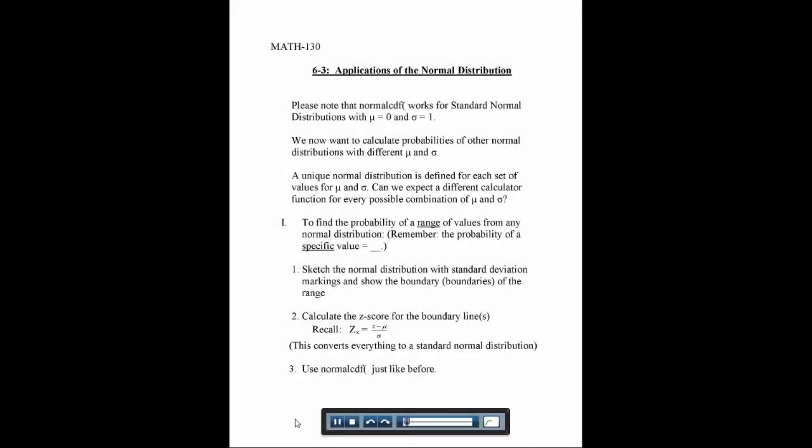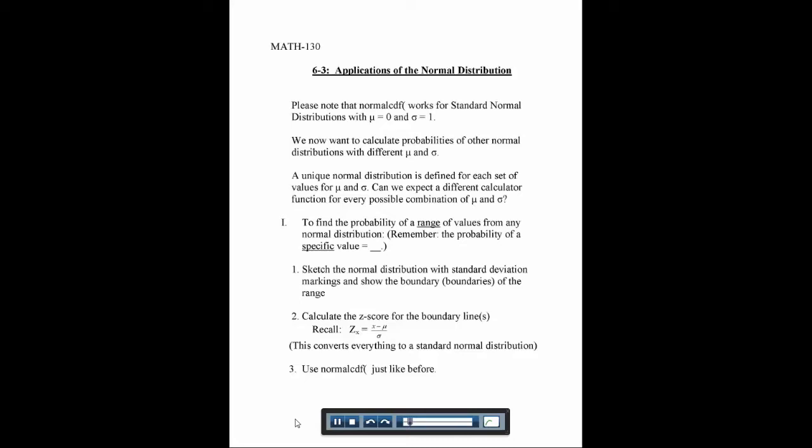In section 6.3, we're going to talk about applications of the normal distribution. And we're going to talk about normal distributions that aren't just the standard normal distribution like we talked about in 6.2. Remember, in 6.2 we talked about the standard normal distribution, in which the mean is always 0 and sigma is 1. On our calculator we use normal CDF. Now sometimes we'll want to find probabilities for other normal distributions with a different mean and a different sigma. It could have any mean and any sigma.